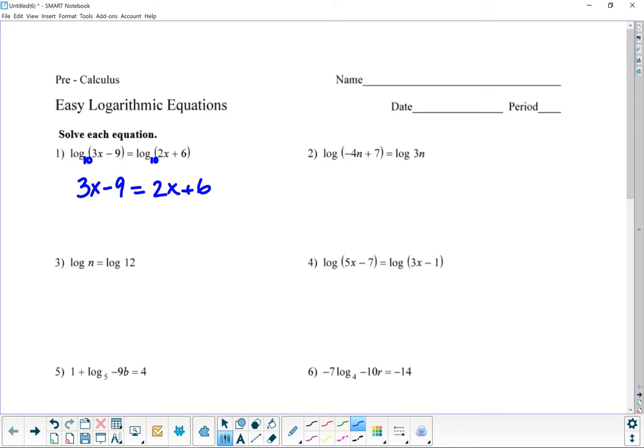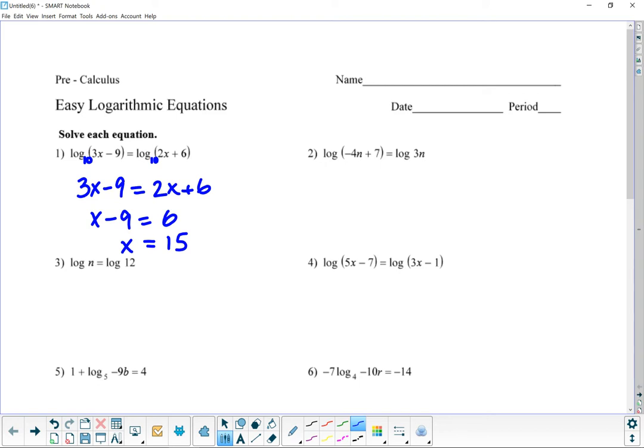I'm going to go ahead and subtract 2x from both sides. That'll leave me with x minus 9 equals 6, and then I'm going to add 9 to both sides. So I'll get x equals 15, and that's my answer.